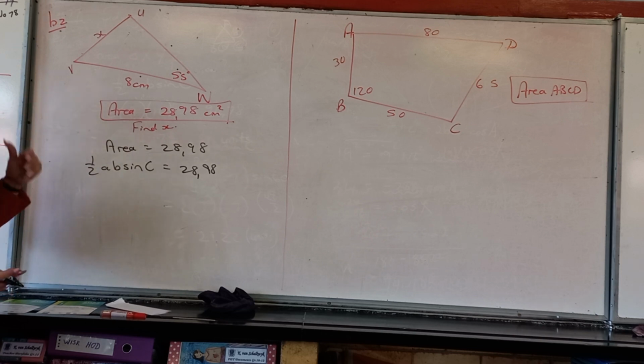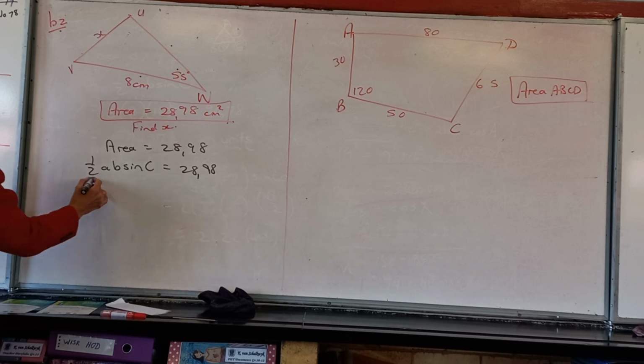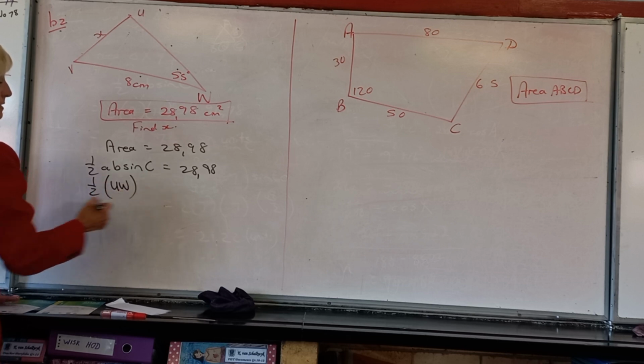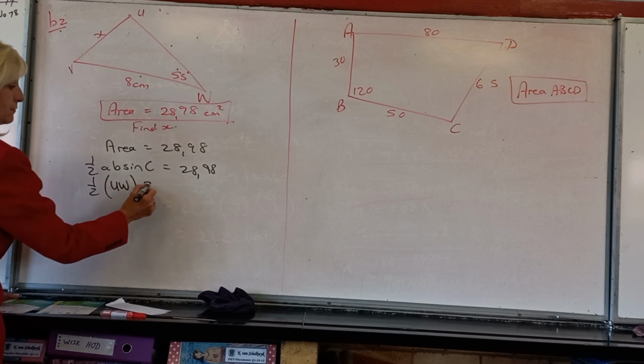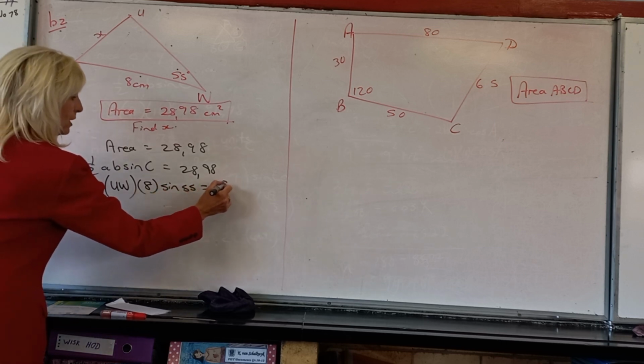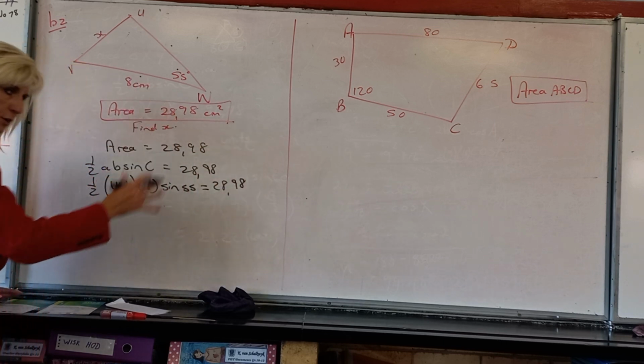Are you with me? Yes. Sometimes you have to go a little bit further, but that's all that you have. So you've got not two sides, you've got one side. So you're going to work out UW, and whether you place it first or second doesn't matter, and the 8 for the other one, and sin of 55. Are you getting the whole idea of this particular question?